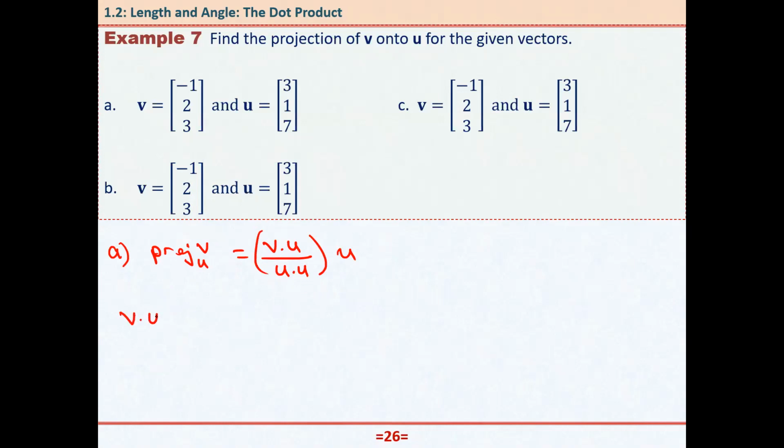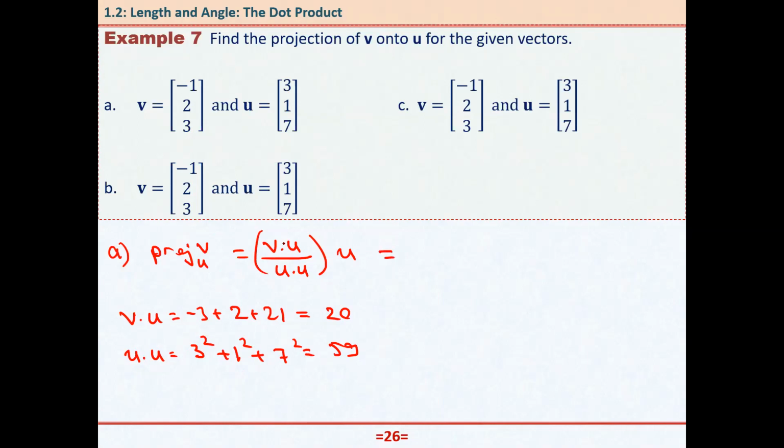Now let's evaluate. What is V dot U? Negative 1 times 3 is negative 3, plus 2 times 1 is 2, plus 3 times 7 is 21, which is equal to 20. And how about U dot U? It is 3 squared plus 1 squared plus 7 squared, which is 9 plus 1 is 10, plus 49, that's equal to 59.